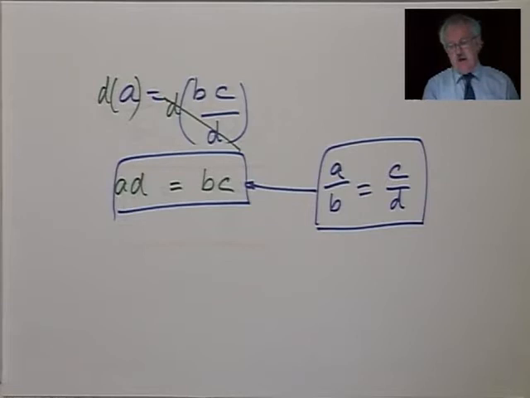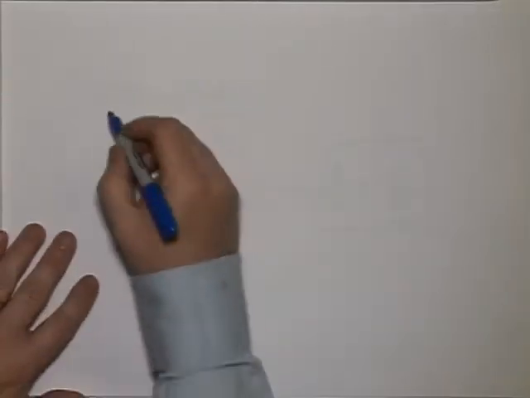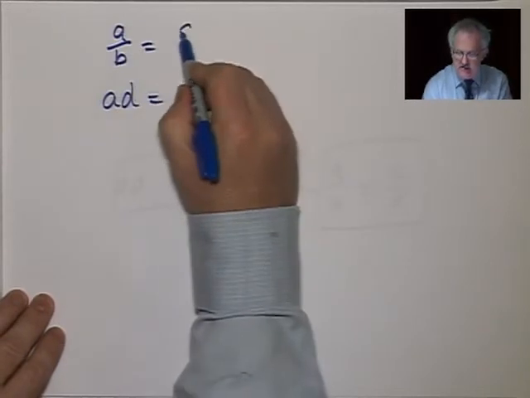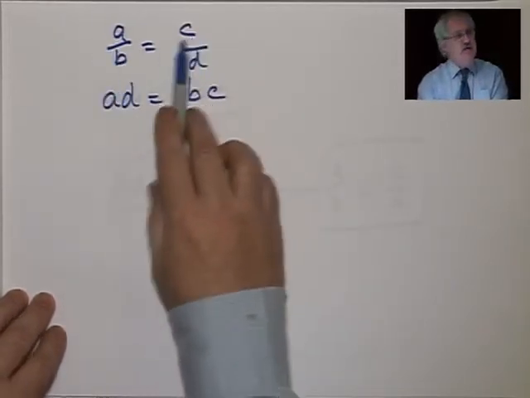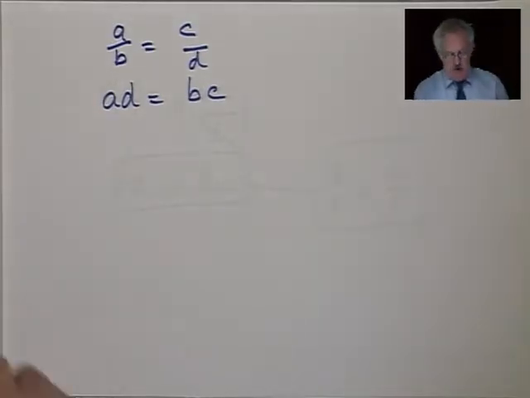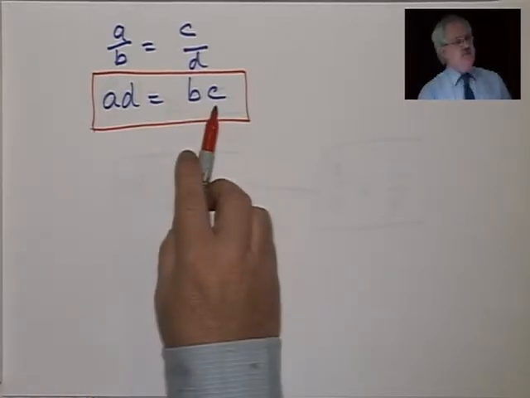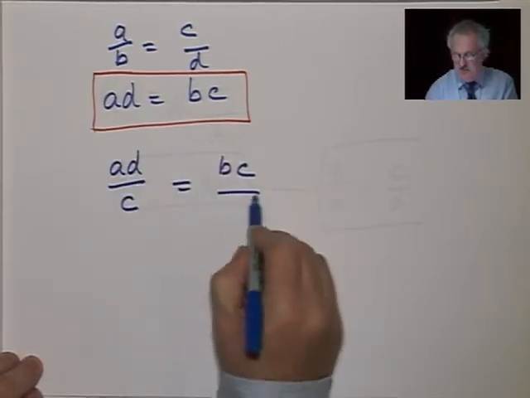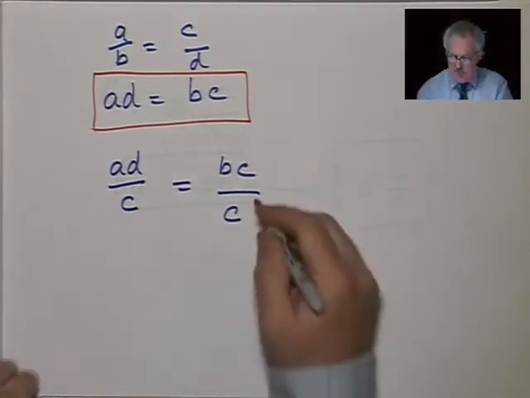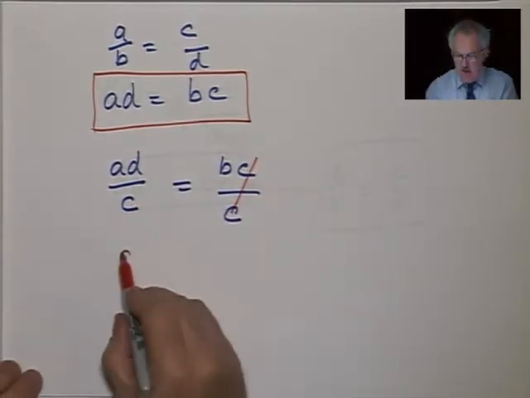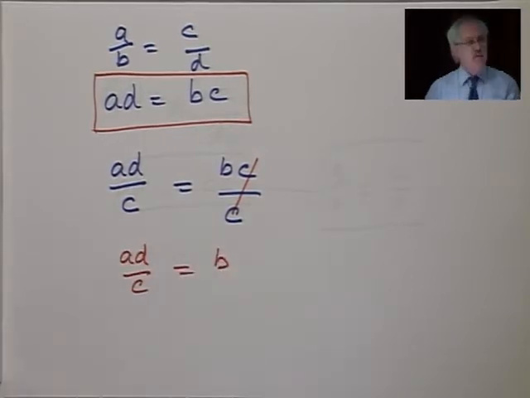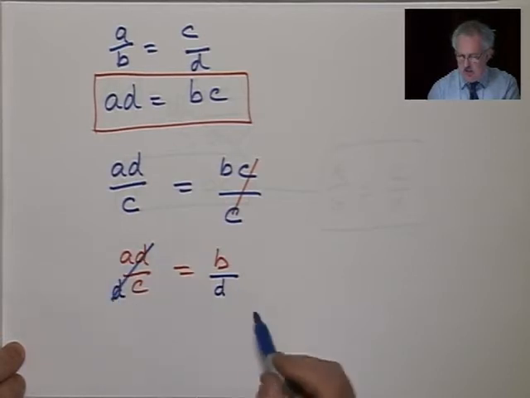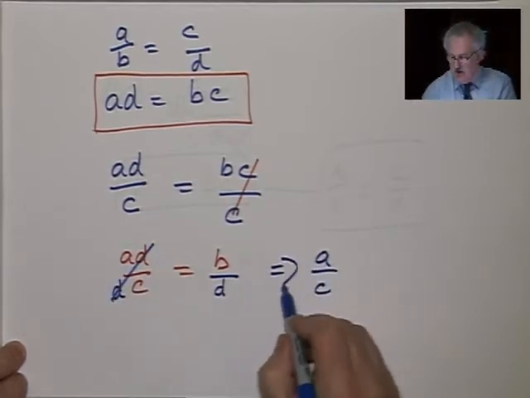Great. What does that all tell us? Well, let's go one step further. Let's imagine that AD is BC, because we started with A over B is C over D. So we've now got AD is BC. But if this is the case, I'm now going to divide by C on both sides, and I get AD divided by C is BC divided by C, and I'll cancel those. AD over C is B. And if I divide this by D, and this by D, they'd cancel. And I'd get A over C is B over D.